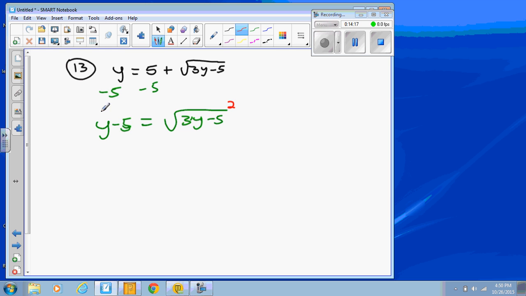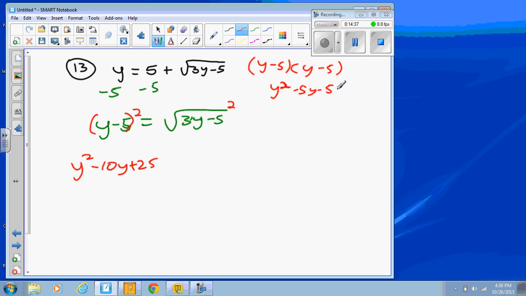So I'm going to square this side. And remember, we're squaring the whole thing. So that's going to be y squared minus 10y plus 25. Because over here, if I wanted to do that, I would say y minus 5 times y minus 5. Y squared minus 5y minus another 5y plus 25. And these two combine to be minus 10y. Equals 3y minus 5. And now I've got to bring these two guys to the other side of the equation.